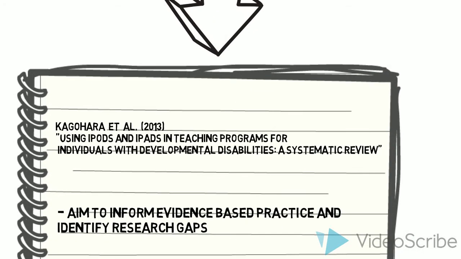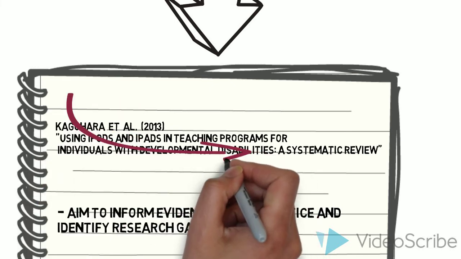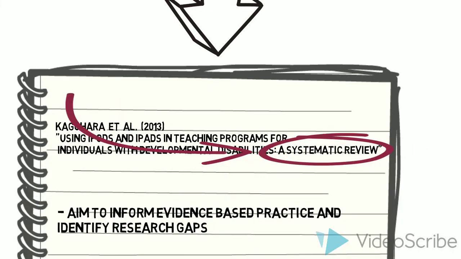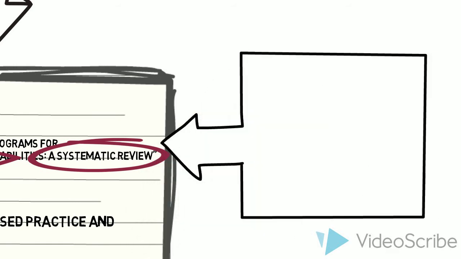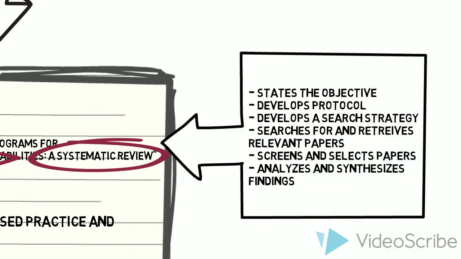So how do we know that this is a systematic review? You've already learned what a systematic review is, but how do we know that the Kegohara and colleagues article is actually a systematic review? Besides the giveaway of the article's title, it follows the specific process of a systematic review. It states the objective, develops a protocol which determines inclusion and exclusion criteria, develops a search strategy, searches for and retrieves relevant papers, screens and selects papers and evaluates the quality of the studies, and finally, analyzes and synthesizes findings.